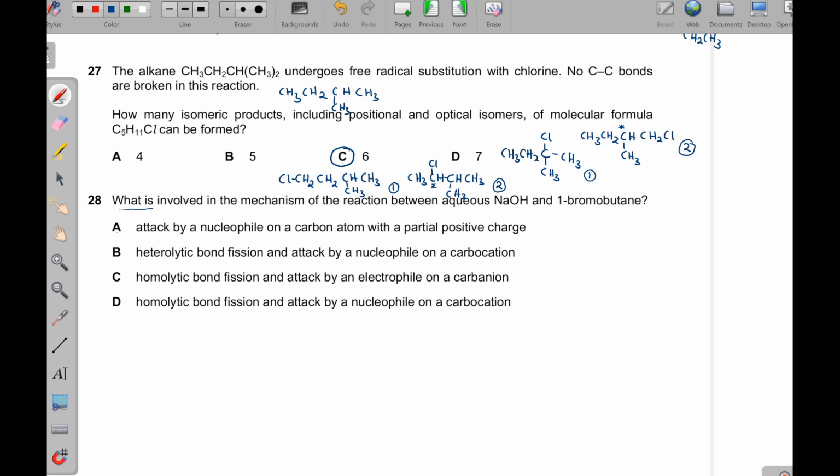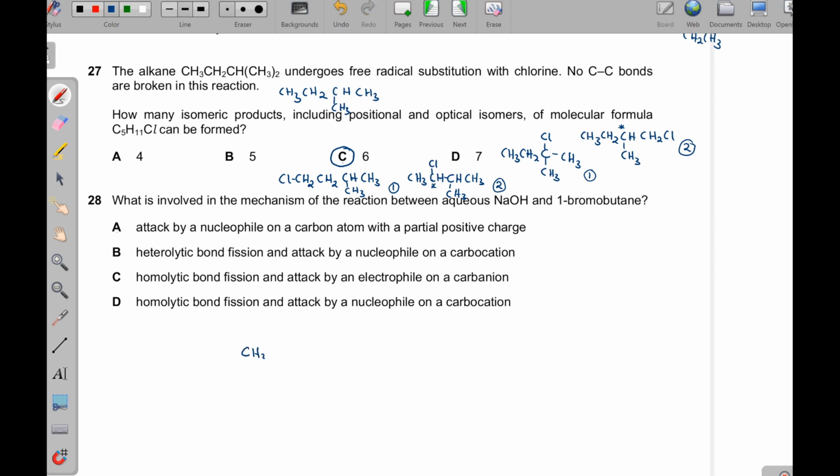Question 28. What is involved in the mechanism of the reaction between aqueous sodium hydroxide and 1-bromobutane? Aqueous sodium hydroxide, we have halogenoalkanes. Now, if this one is aqueous sodium hydroxide reacting with a halogenoalkane, we get an alcohol. But if the sodium hydroxide is put in ethanol and then it reacts with these halogenoalkanes, we get an alkene. That is an elimination reaction. This one is a substitution reaction. So let us look at bromobutane.